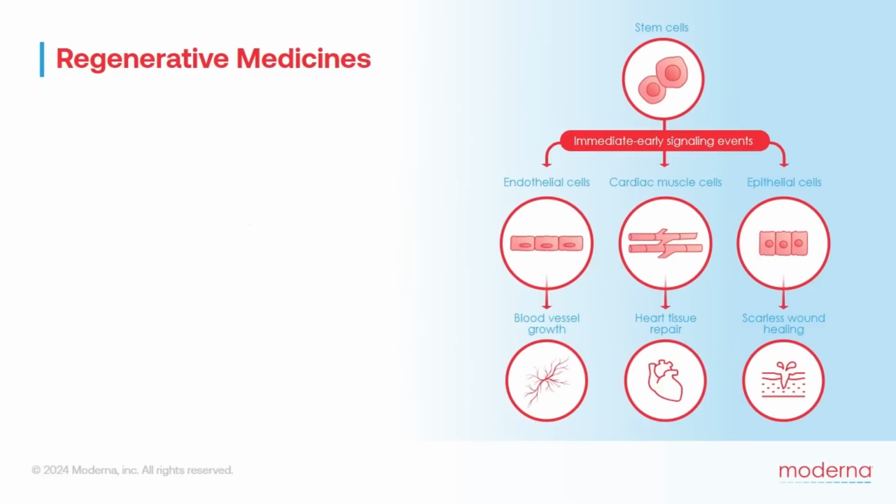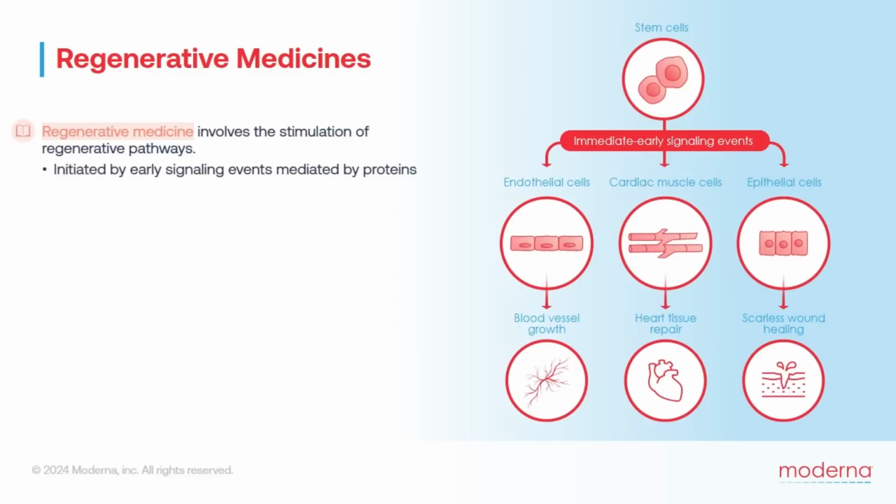Another potential use for mRNA therapeutics is in regenerative medicine, such as stimulation of new blood vessel growth, repair of damaged muscles, or scarless wound healing. Most regenerative pathways are initiated by one or more early signaling events mediated by proteins. These events kick off a cascade of subsequent events that eventually direct resident stem cells to divide and to differentiate into the desired tissue type.